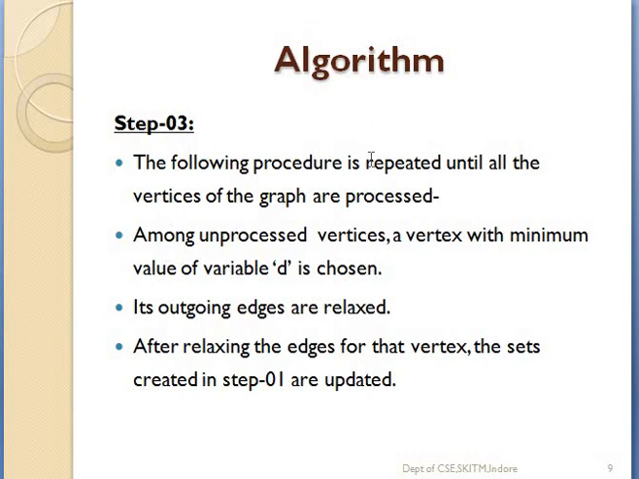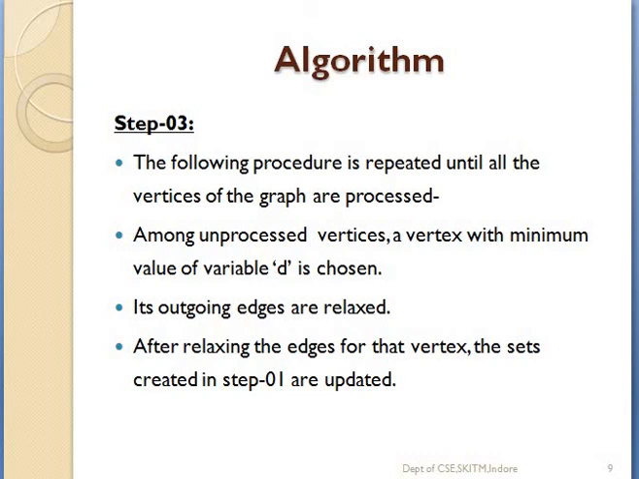So the third step is that the following procedure is repeated until all the vertices of the graph are processed. We are visiting all the vertices of the graph so that we get the shortest possible path from source to destination. Among the unprocessed vertices, a vertex with the minimum value of variable d is chosen. Its outgoing edges are relaxed.